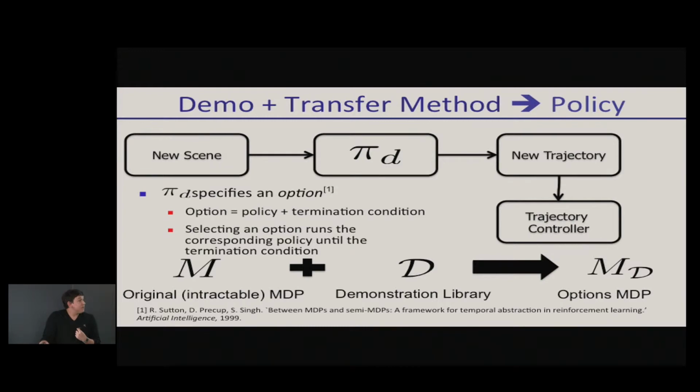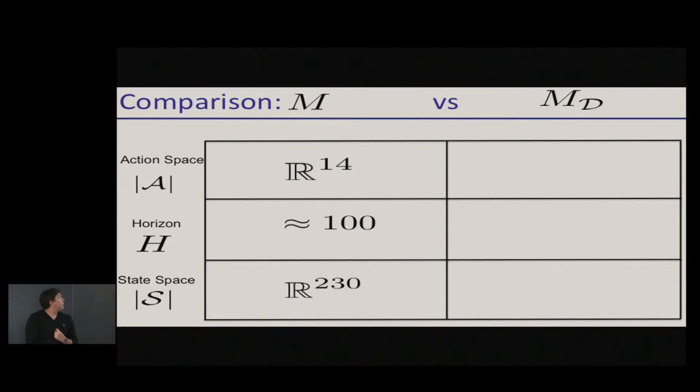And we can look at this MDP and ask, is this easier? Does it seem like something we can actually deal with, as opposed to the original problem? So what we've got here is the original MDP on the right. Now if we look at the action space, we've gone from R^14 to 150, if you have 150 demonstrations. The important thing is that it's a finite set. It's something you can actually deal with and consider.